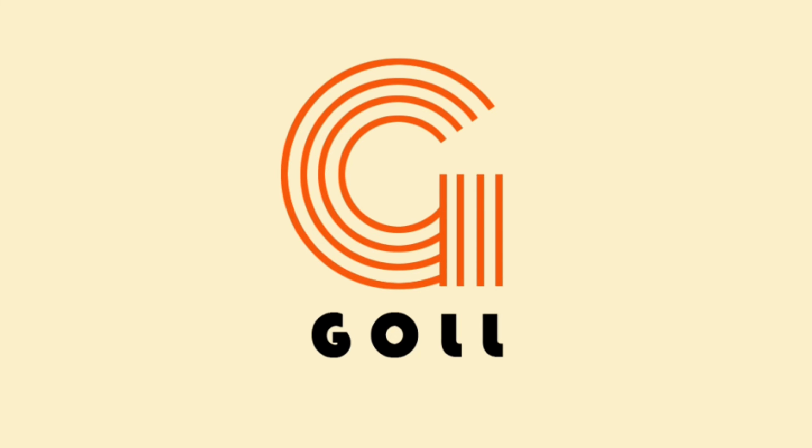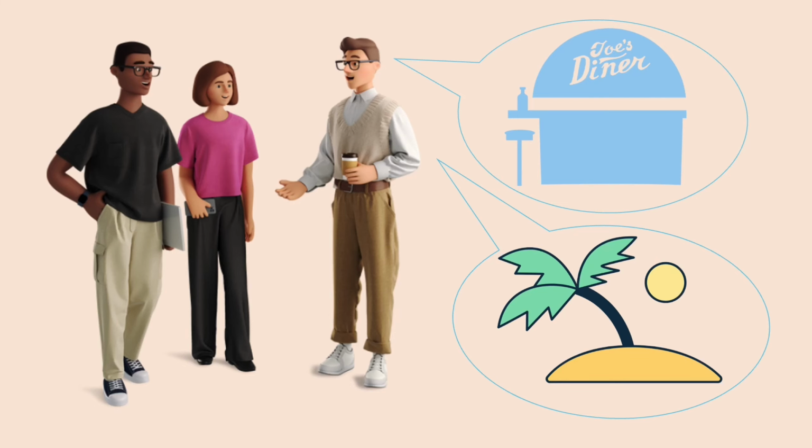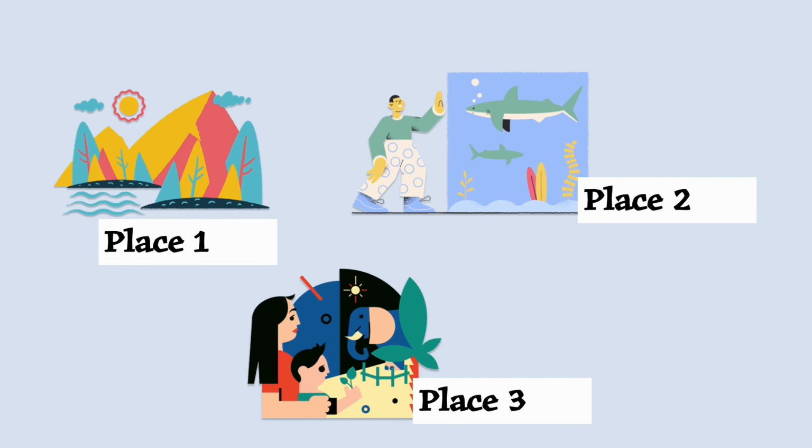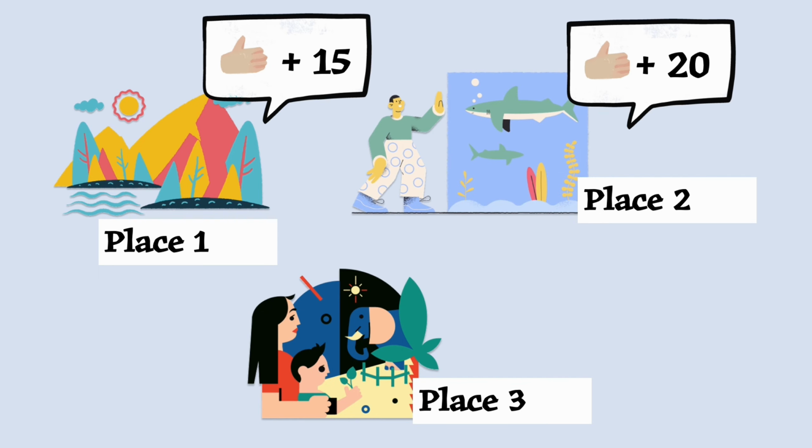In this video, we'll introduce our app, which is called Goll. Its main purpose is to recommend interesting places with other members in the same group, and all the group members can vote for an activity venue from the recommended places.